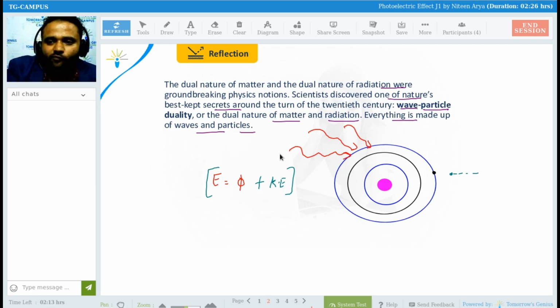Matter, because matter is made up of what? Matter is made up of electron, proton, neutron. So even the charged particle is going to be moved with an appropriate amount of the speed of light. So they are going to show the same effect, and in general, the same effect is the dual nature of matter.